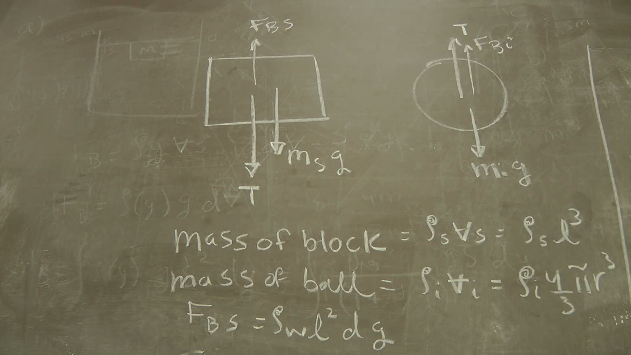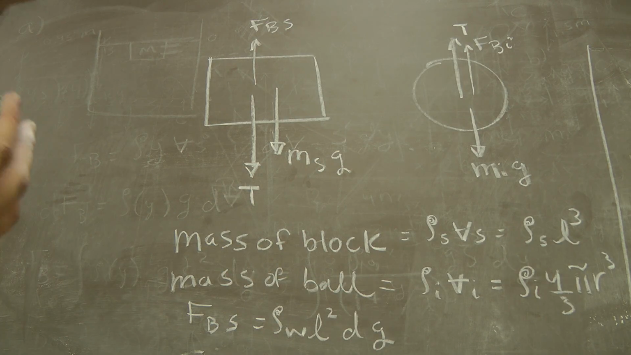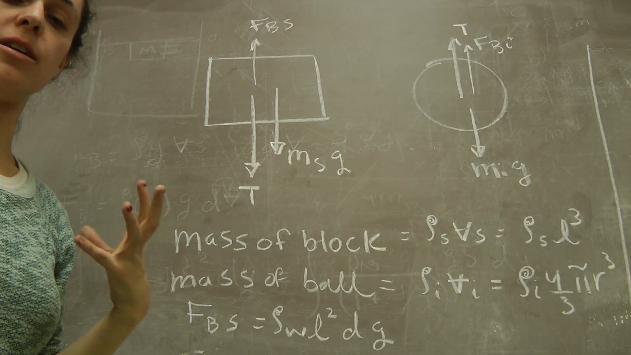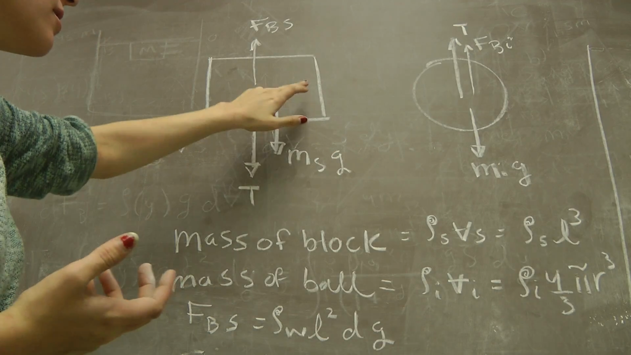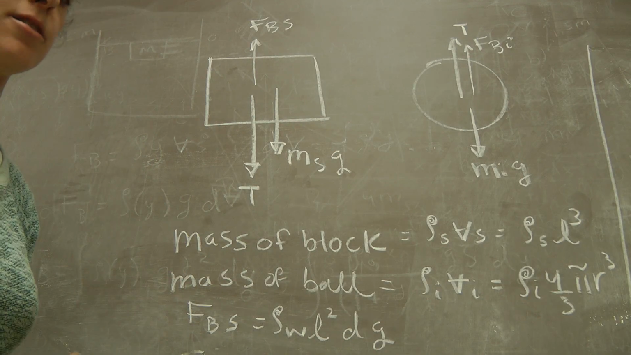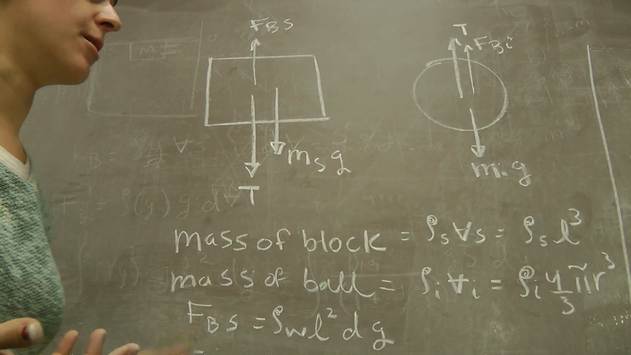And so the problem asks us to do this all in terms of the densities of water, styrofoam, and iron. So we want to express first these masses in terms of the density, because we assume those densities are known. We're told the dimensions of these guys. The radius of this ball is r. The length is the cube. All three sides are L. So very easily we're able to find both the weights. And so that's good.